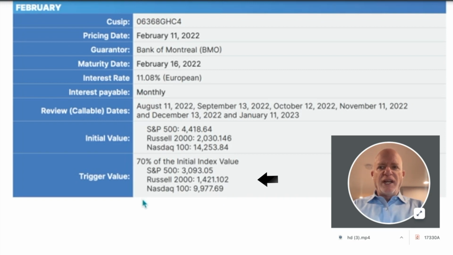If the indexes fall hard, we have the risk of some principal loss. So in other words, if the worst performing index was lower than 70% of the initial value, because remember, it's 70% here, so if it's a 30% decline, then we have the risk of some principal loss. And I will show you how that works when we get to the whiteboard.